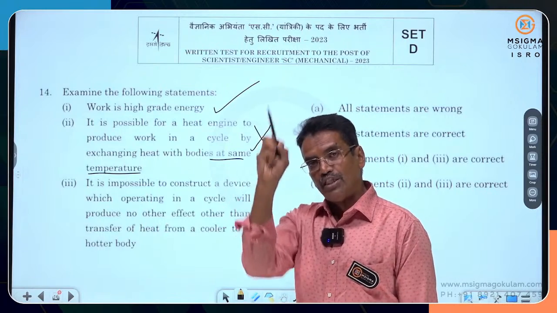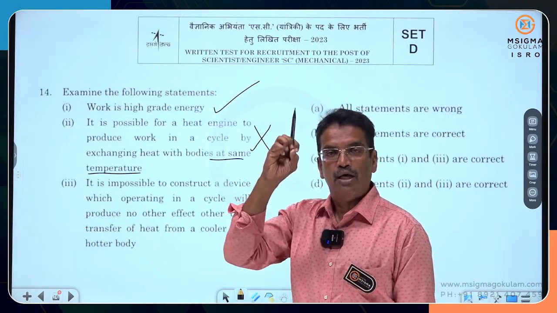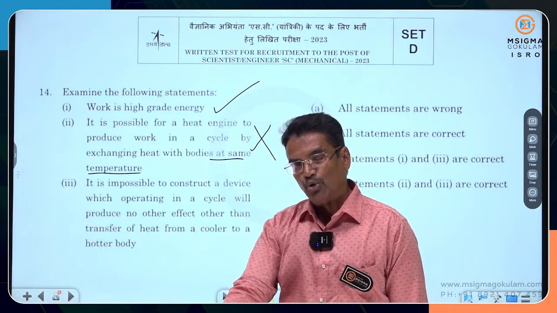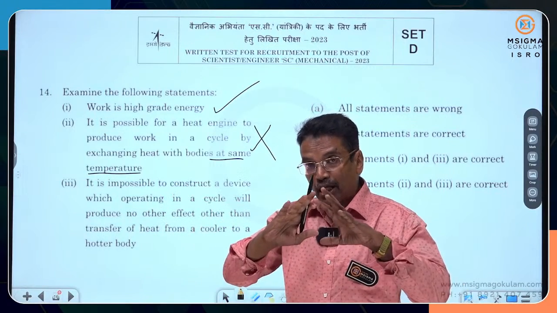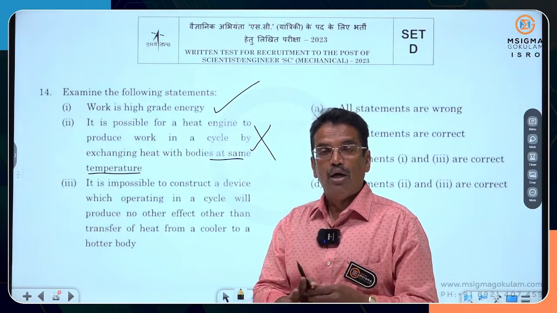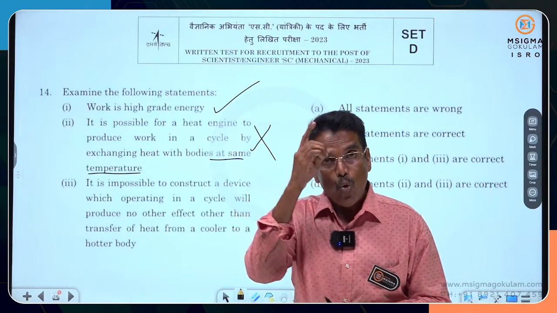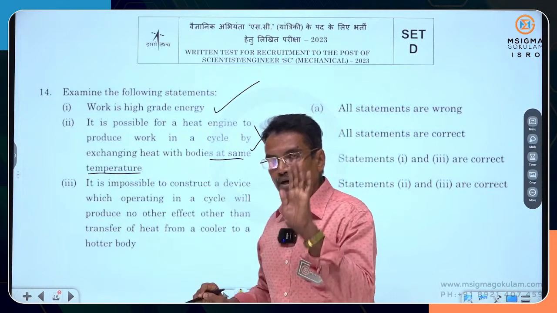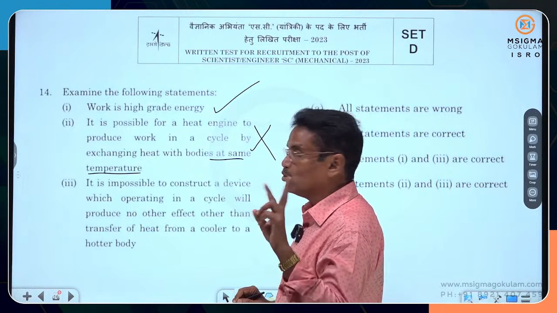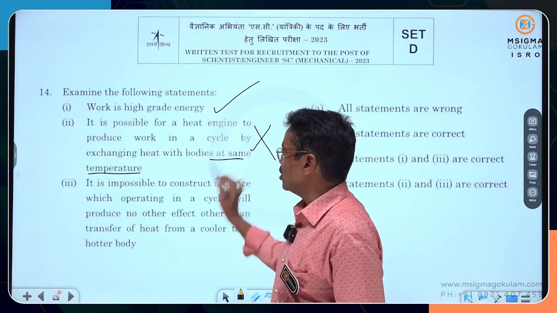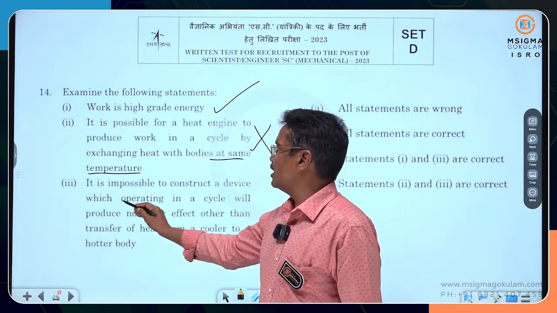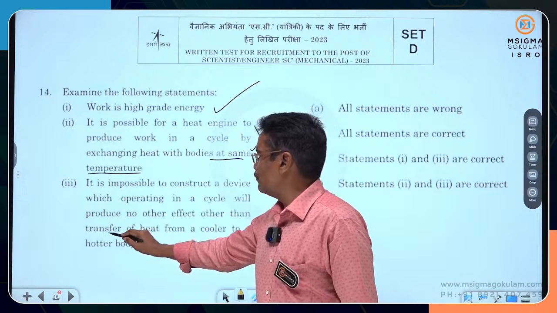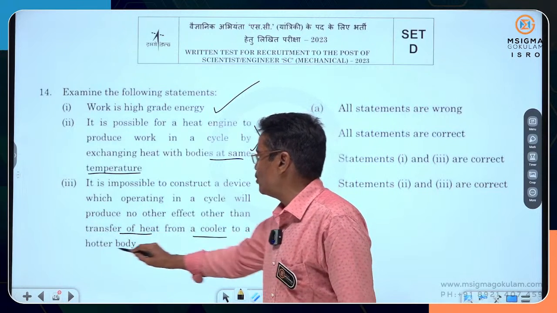Because a heat engine receives heat from the high temperature reservoir and converts a part of that heat into work, and the remaining heat it rejects to the low temperature reservoir. So we cannot think of operating a heat engine exchanging heat with only one reservoir at a single temperature. Heat engine must operate between two reservoirs at two different temperatures. But this is a wrong statement. It is impossible to construct a device which, operating in a cycle, will produce no effect other than the transfer of heat from a low temperature cooler to a hotter body.